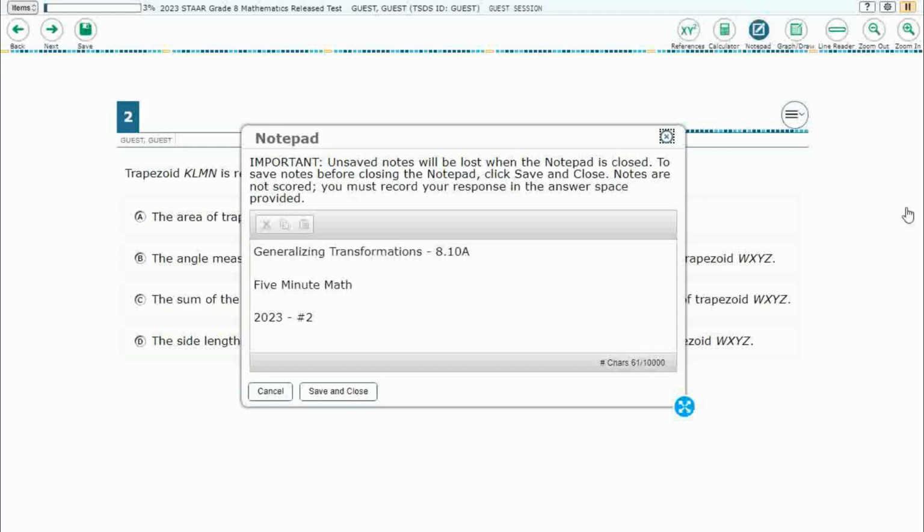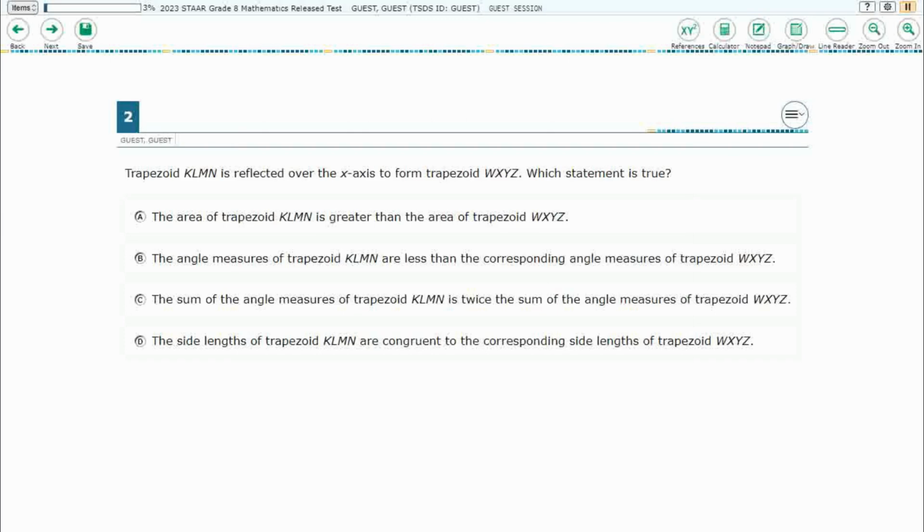Today we are looking at the 8th grade concept of generalizing transformations. This is standard 8.10a in the great state of Texas, and we're using item number 2 of the 2023 released STAAR test. If you haven't done so already, please go ahead and take a moment to pause the video, work this problem out on your own, unpause it, and we will look at our answers together.